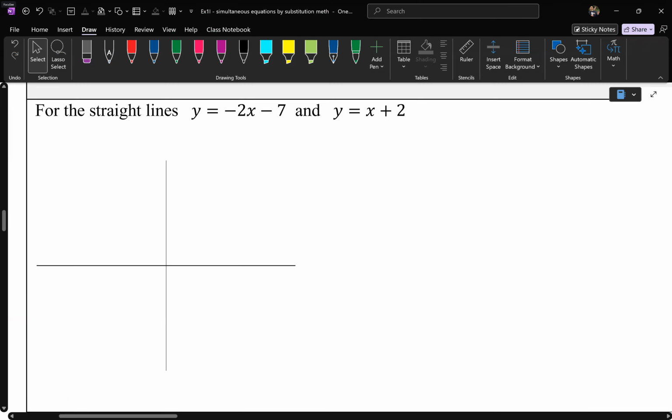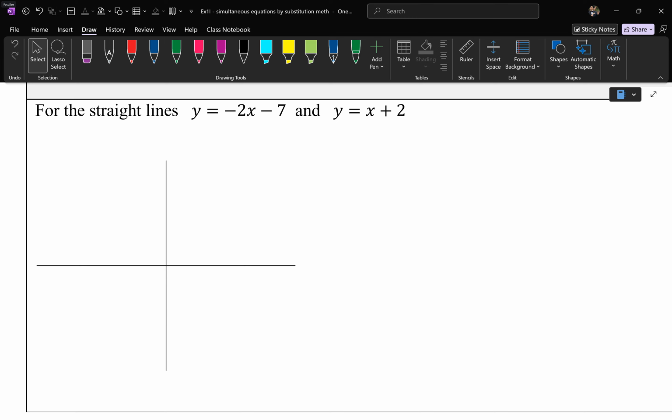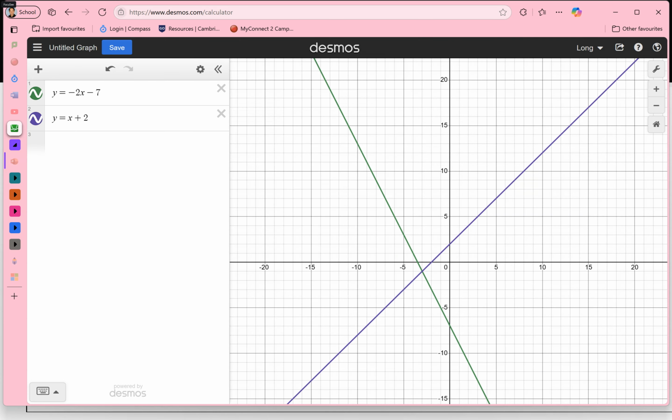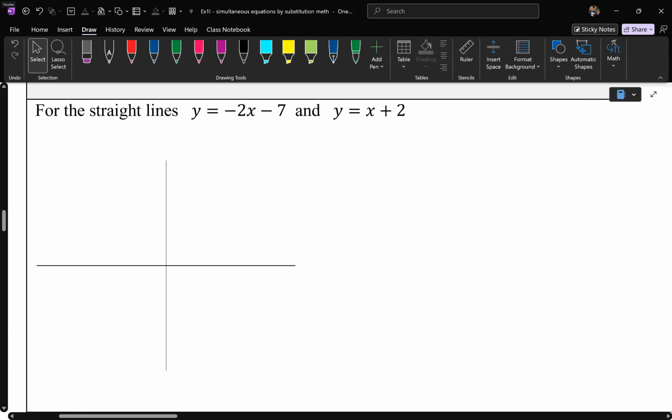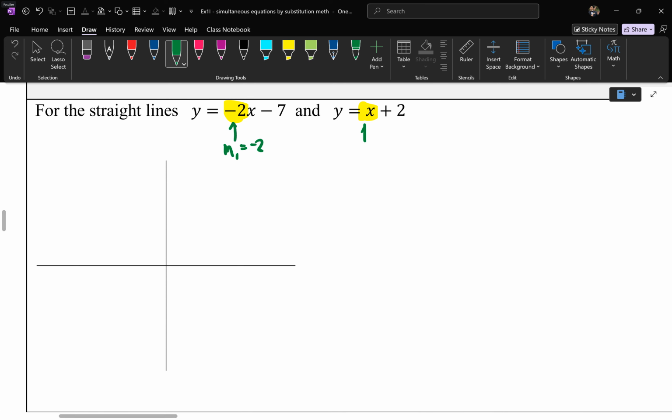All right. So what you see here is I just sketched those two equations. The green line is negative 2x minus 7, and the purple line is x plus 2, right? We can clearly see that these two graphs are going to intersect. How do I know? Different gradients. So m1 is equal to negative 2.